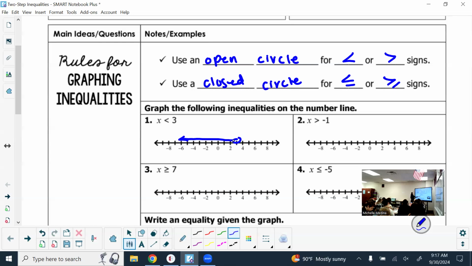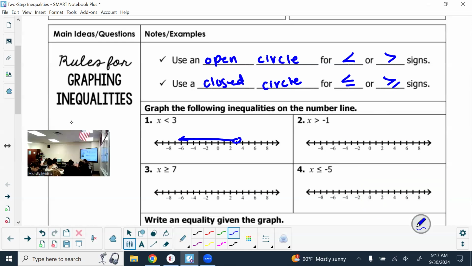And plug them in and see, is 0 less than 3? Yes, and I'm pointing my arrow the right way. Is 3 less than 3? No, that's why we had an open circle, to show that 3 is not included in the solution. Questions so far? Do you think you guys could try the next 3 on your own? Go from that. Knowing where to put the circle. Some of you look panicked.